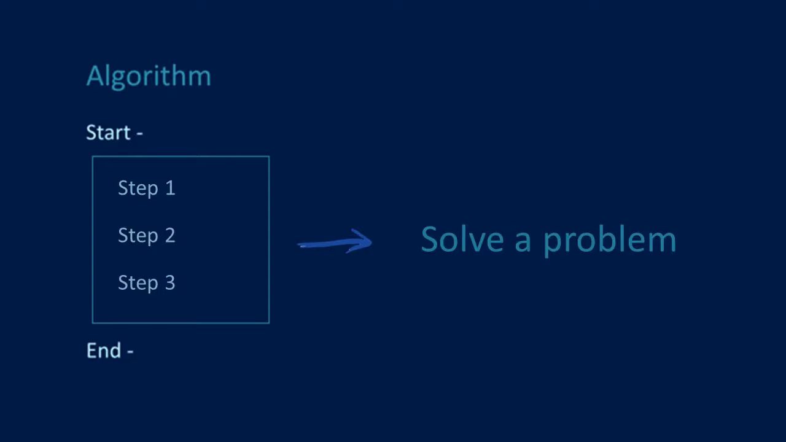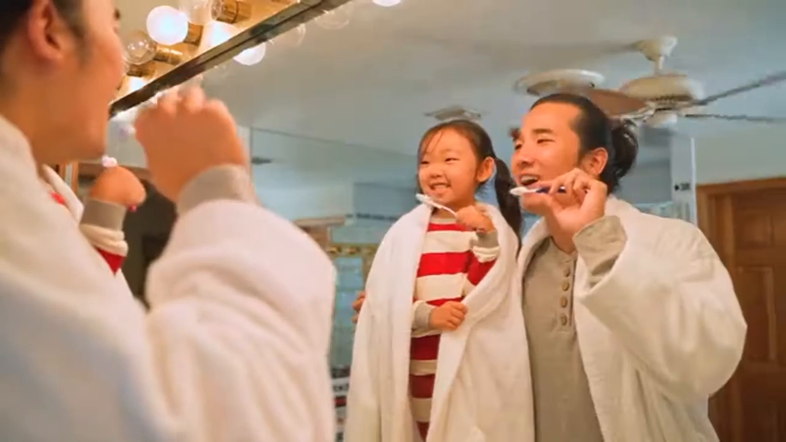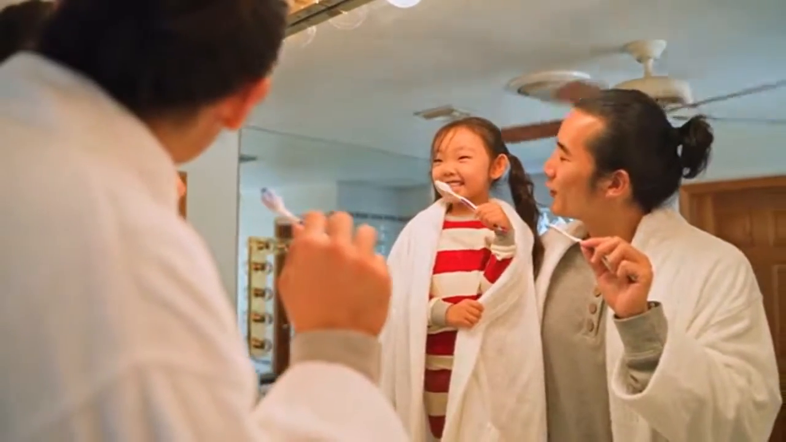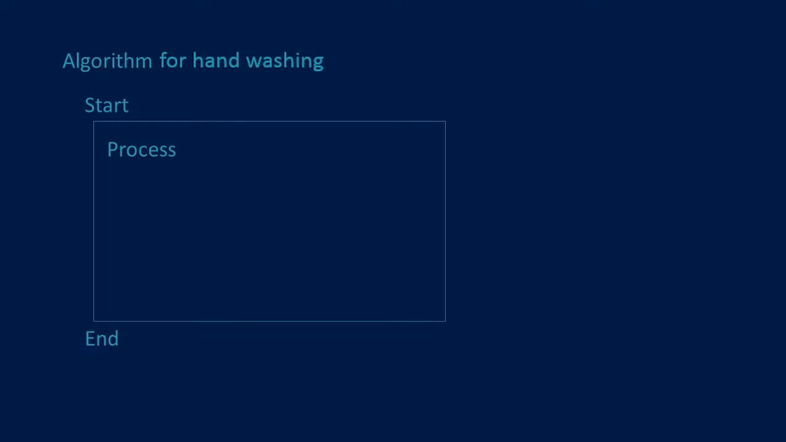Everything you do in your life is an algorithm: washing your hands, making coffee, brushing your teeth. To do all these activities you have to follow a series of steps that help you to solve a problem. Now let's look at the algorithm used for hand washing. As you can see, we have a beginning, a process, and an end. In the beginning we put the tools that will be used to solve the problem. To wash our hands we only need soap and water.